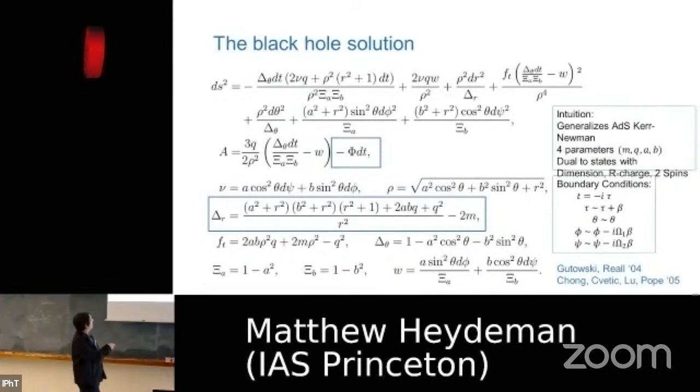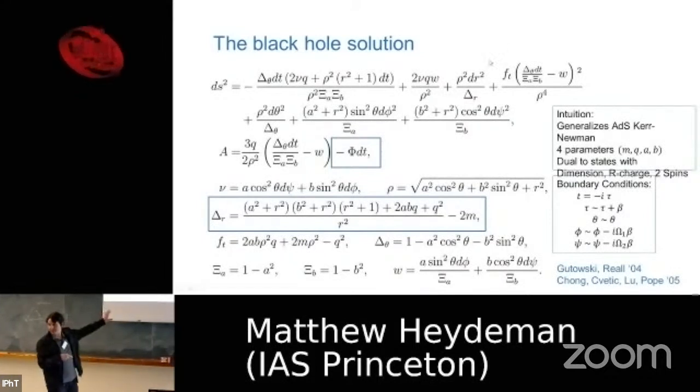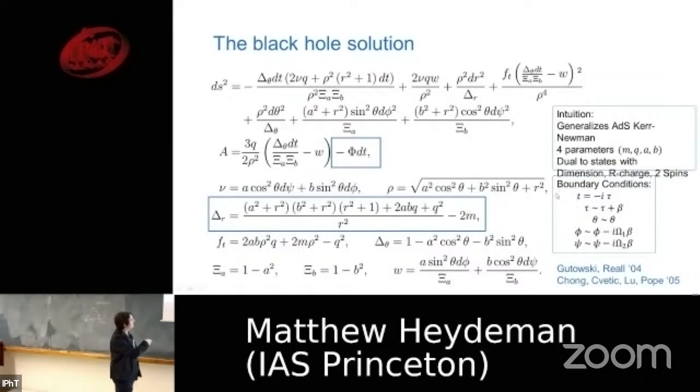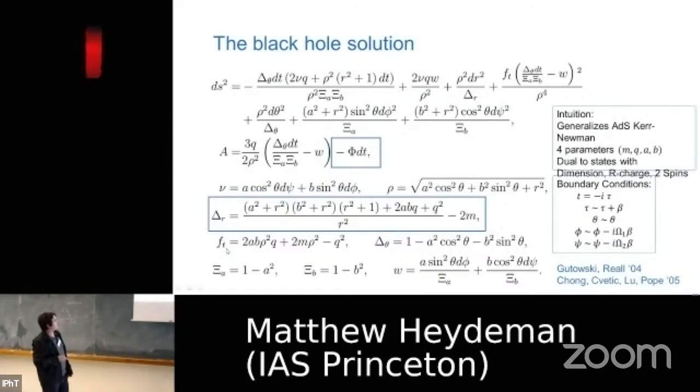But this is not extremal yet. We'll do the extremal one in probably an hour or so. This is not extremal yet, but we will eventually get the extremal one. So this has just generic parameters so far. This is not even BPS yet. So this has finite temperature and finite charges.